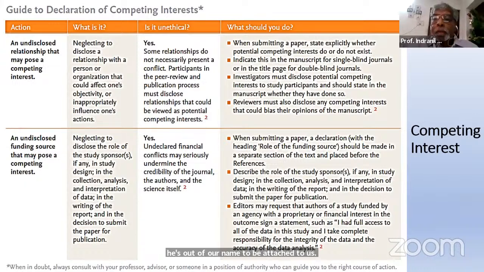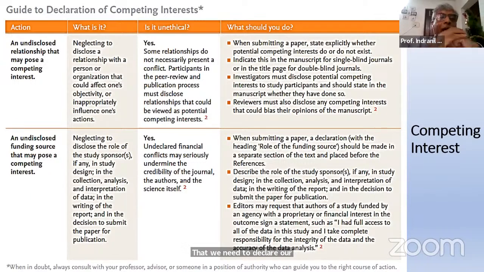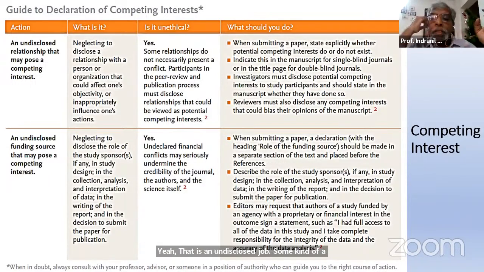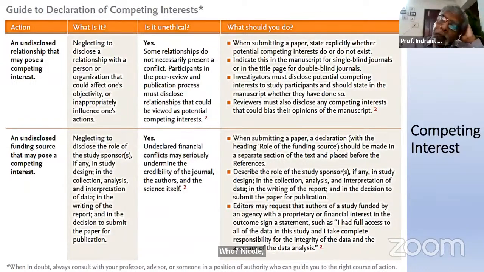Again, for all of us who have been regular contributors or submitters to journals, we know this: we need to declare our competing interests, the declaration of competing interests. That means whether there is an undisclosed relationship of some kind that may pose a competing interest. For example, people who are editors of a particular journal will never be allowed to be co-authors there, because that would be a conflict of interest.